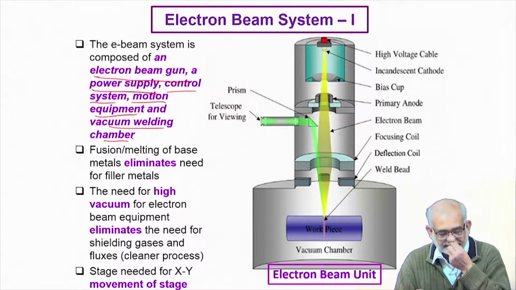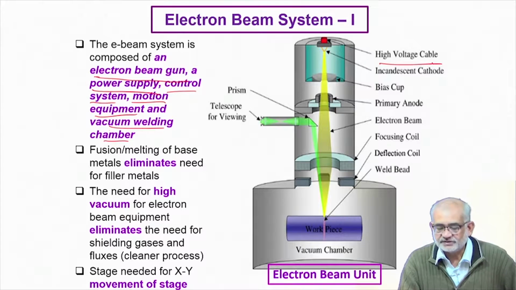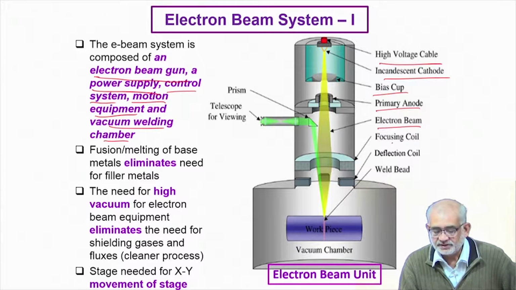So this is the overall setup, and this is the high voltage cable and the tungsten cathode which emits electrons, the bias cup which makes the beam, the primary anode which has a central hole, and the electron beam. And this is how we focus. For focusing, please recall that we need both electromagnetic lenses for focusing as well as deflection, so that we are able to irradiate exactly the desired spot and not elsewhere.